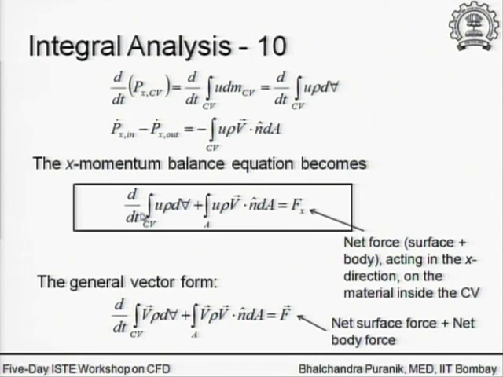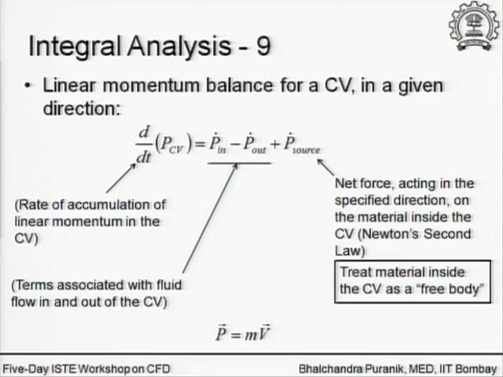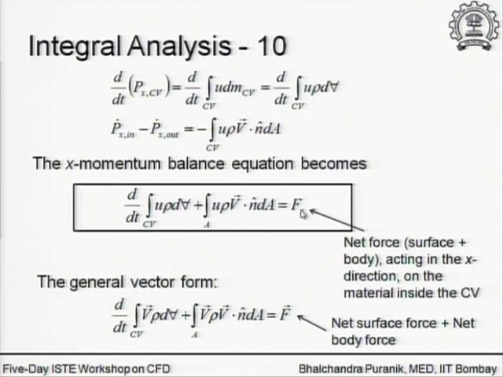And then you put together the x momentum balance equation using the accumulation term. When you bring this term on the left hand side, it will become out minus in with a plus sign here, and this source term, as we were discussing before the lunch break, is to be interpreted as the net force acting. Here we are talking about the x direction, so it will be in the x direction on whatever material you have instantaneously inside the control volume, which will be treated essentially as a free body. That is what is written out here as Fx, the net force, which includes both surface as well as body force, just the way we had discussed earlier, acting in the x direction on the material inside the CV.